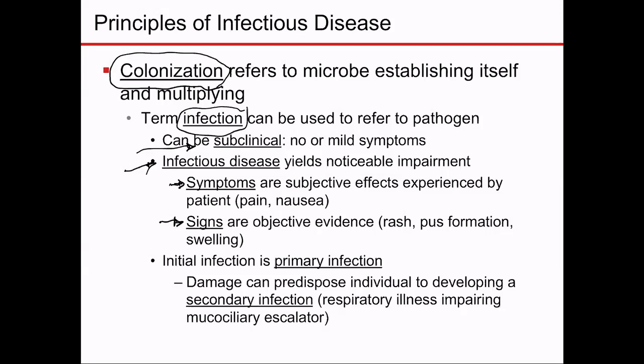Now, a sign of the infection is something that is objective, something for which the physician or the nurse has evidence, something that can be seen, like, for example, rash, pus production, swelling, or fever, because you can measure the fever and check the body temperature. Now, I was saying that it could be subclinical, it could be symptomatic. The same pathogen could be subclinical in some subjects and symptomatic in others.